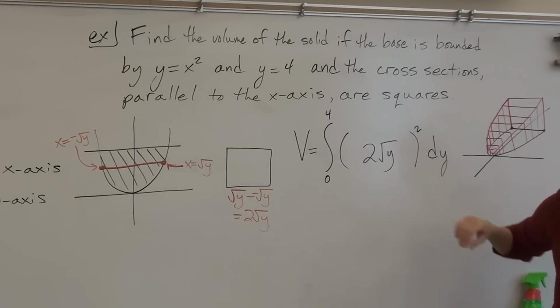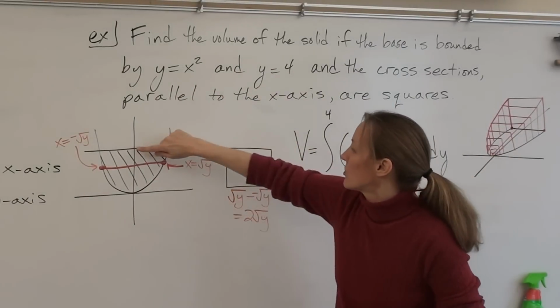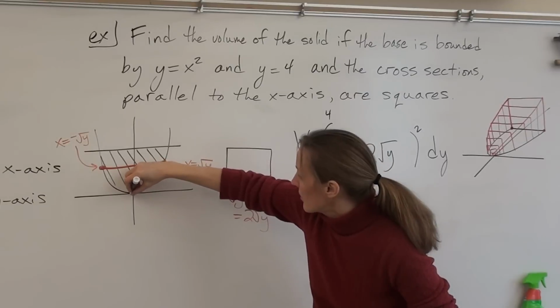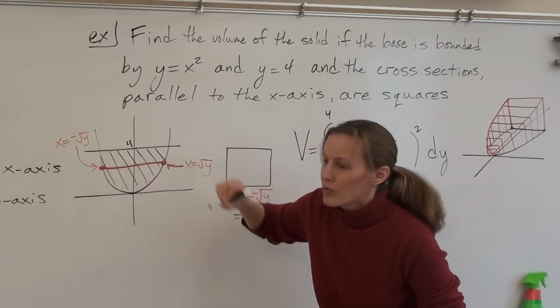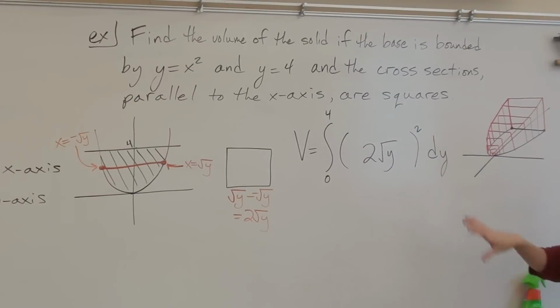Where is the 0 to 4 coming from? Because it's bounded by y equals x squared and y equals 4. So this is 0 and this is 4. Okay. Good. Any other questions on squares?